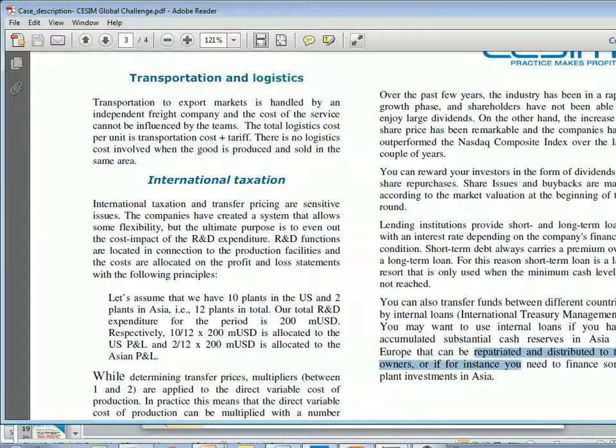Okay, another thing that you'll find is internal transfers between different countries or different market areas. So you might find you've got lots of profits in Asia. It's booming. And you need to bring it back to the US because in the US, that's where you've maybe spent all your R&D money and you've got a shortfall. So use this internal treasury management in order to move money around.